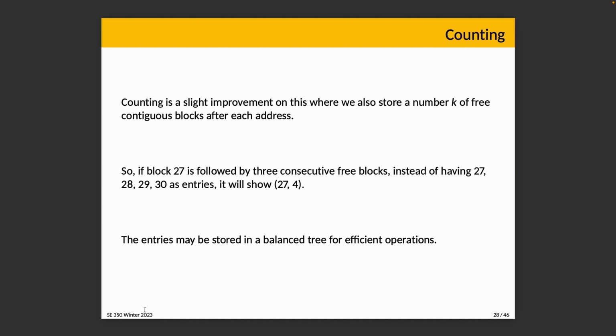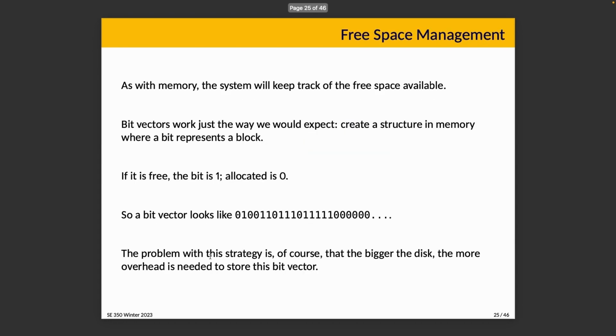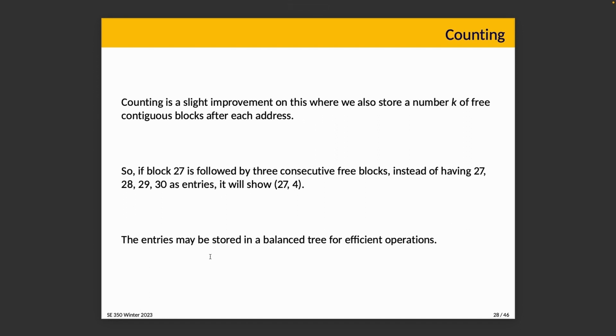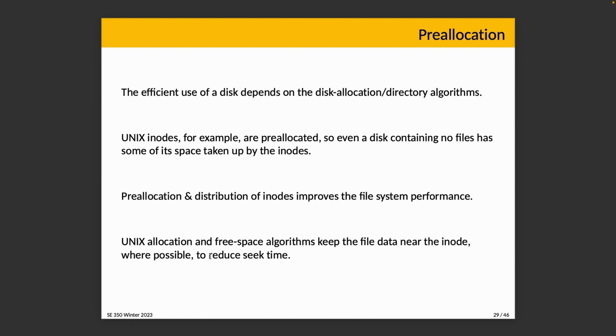Right, and so basically, for all the discussion about, we should have a bit vector, we should have a linked list, we should have a grouping, what we're basically saying is we should treat free space as if it's a file with indexed allocation. When we need to pull a block from it, we'll just do that. So that's pretty nice. We can store this in a tree if you want for efficient operations. But with that said, the efficient use of a disk really depends on the disk allocation algorithms, but also, say, the directory structures that are used to update and show where files are.